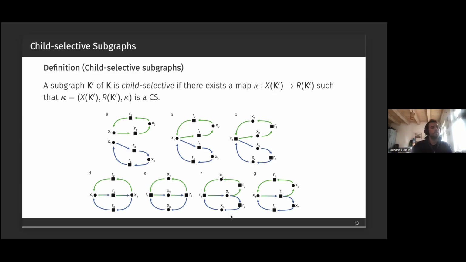And in the graph F, for X1 I have two possibilities: I can choose R2 or R3, but for X3 and X2 there's only one choice, which is R1, so that we cannot find a child selection. The only one left is the graph G, and this is what we've already seen. We know already that this is an autocatalytic core, so this one is child selective.